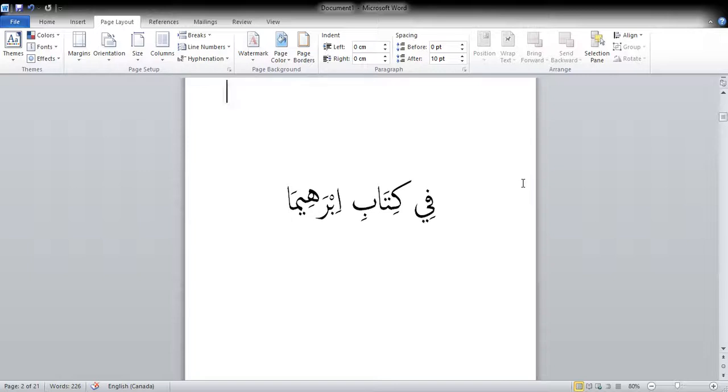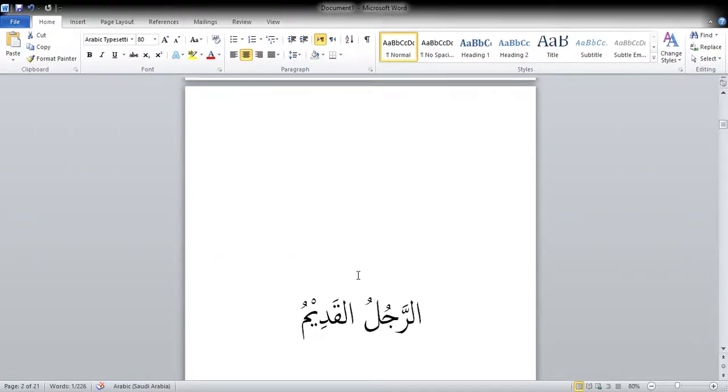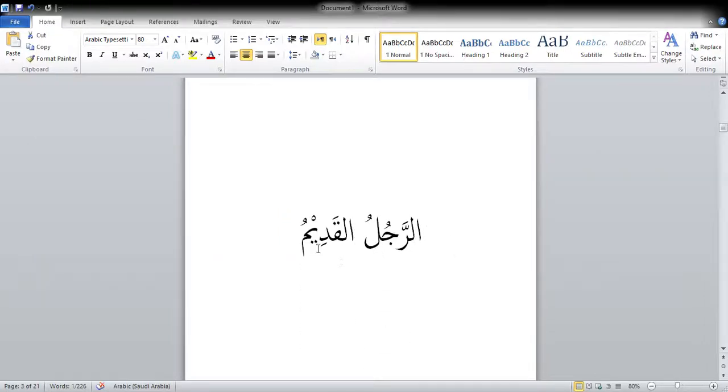Alright, the first example that we have is Fi Kitabi Ibrahima. Can you break it down? I'll start. We have fi as the harf jar, acting on kitabi, putting it into a majrur state, and then you have Ibrahima acting as the mudaf ilayh to kitabi, which is the mudaf. Because Ibrahima can't take a kasra, it's Ibrahima rather than Ibrahimi, and that usually applies to non-Arab names.